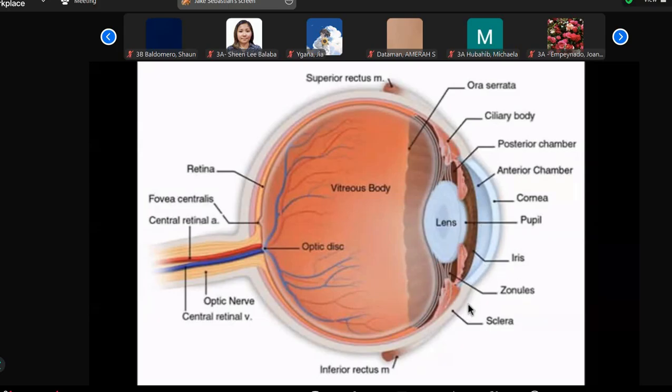So, if I may ask someone, which part of the media, the clear structures inside the eye, including the aqueous, the tears, the cornea, the lens, the vitreous, which among the media contributes the highest amount of refractive power? Refraction, by the way, is the ability to bend light. So which structure?